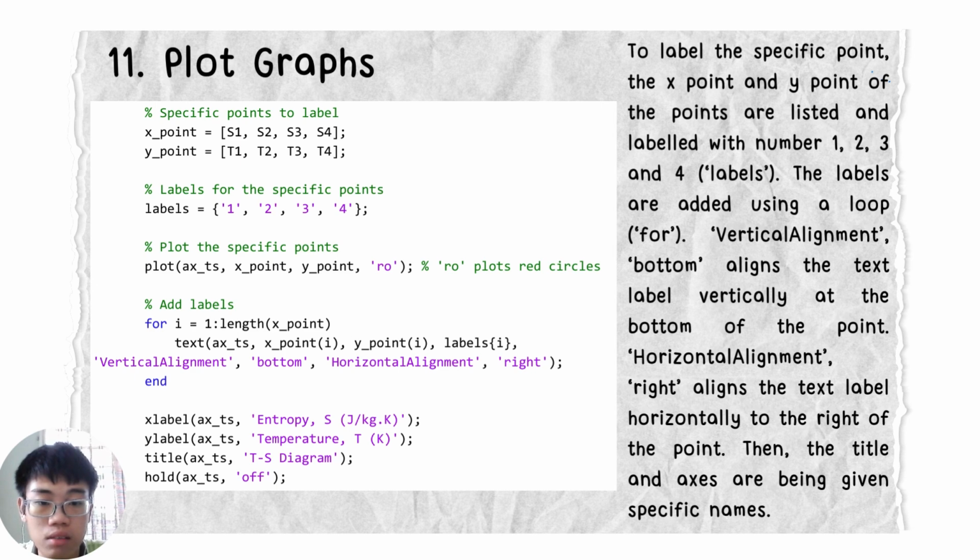The labels are added using a loop function, which is for. Vertical alignment bottom aligns the text label vertically at the bottom of the point, while the horizontal alignment right aligns the text label horizontally to the right of the points. Then the title and the axes are given specific names. The coding shown just now is used to plot the TS graph, while the PH graph uses the same type of code. And that's all from the coding implementation part.